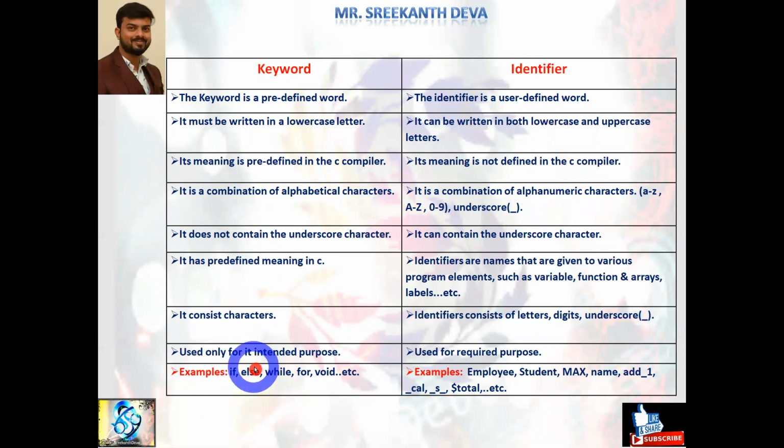Keywords are used only for their intended purpose. Identifiers are used for the required purpose. The best examples of keywords are if, else, while, for, void. These are all represented in lowercase format. Identifier examples are employee, student, max for constant declarations, name, add underscore one, underscore calculations, underscore s underscore, dollar total. These are all examples of identifiers.